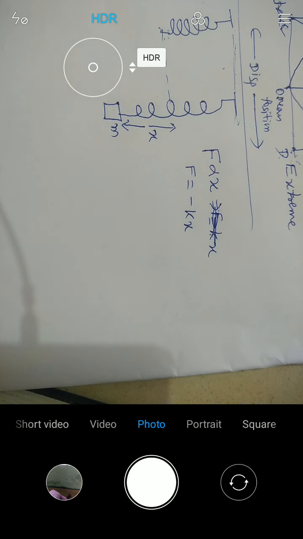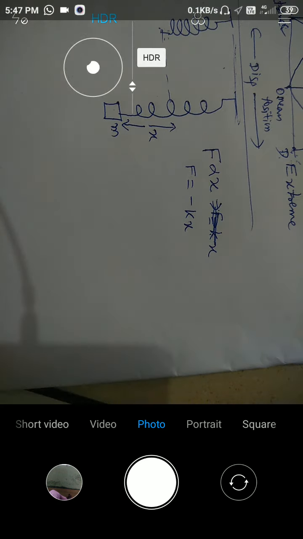where k is the spring constant and x is the increased length of this spring, then the x and F are opposite in direction. Okay, because of that reason it is minus kx. So this is a force law. Okay, then after that we'll discuss one expression.